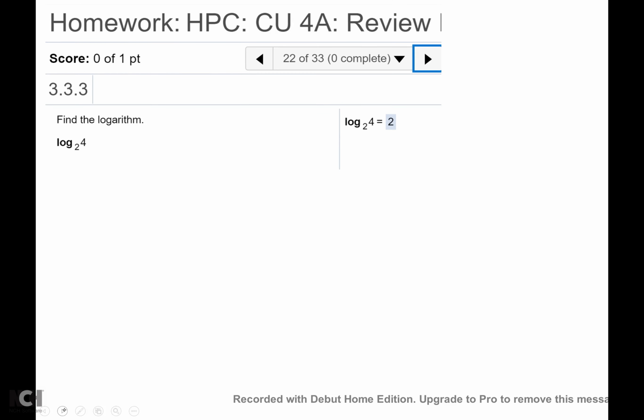All right. Find the logarithm. Again, here the trick is to make this match this. So if I broke 4 down by 2s, 4 is the same as 2 squared. So I can replace 4 with 2 squared. And now that these match, my answer is 2.